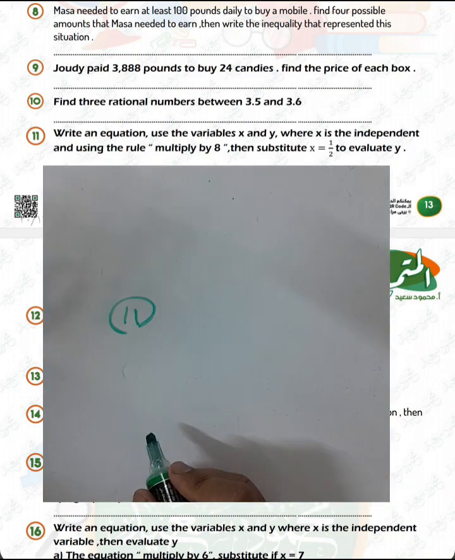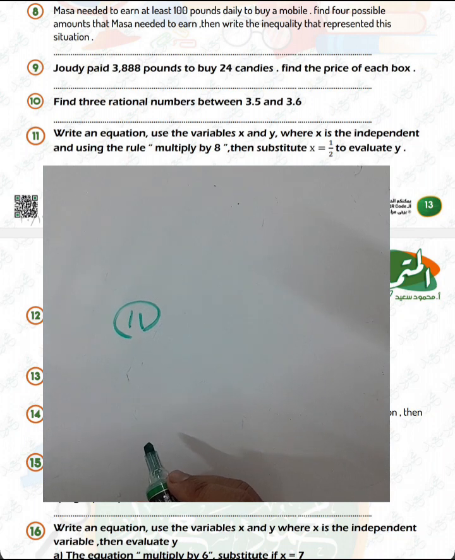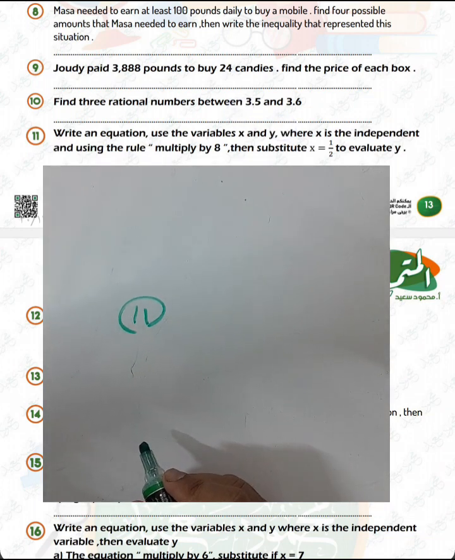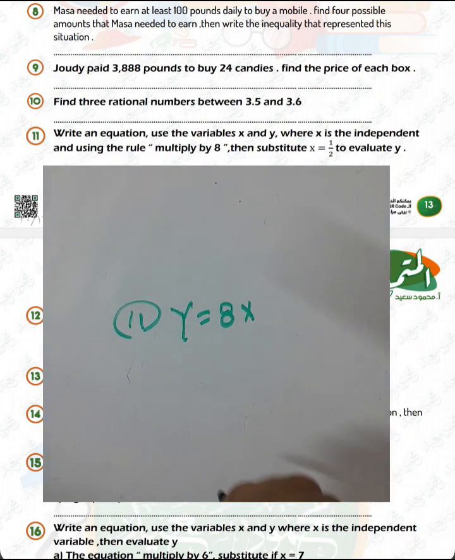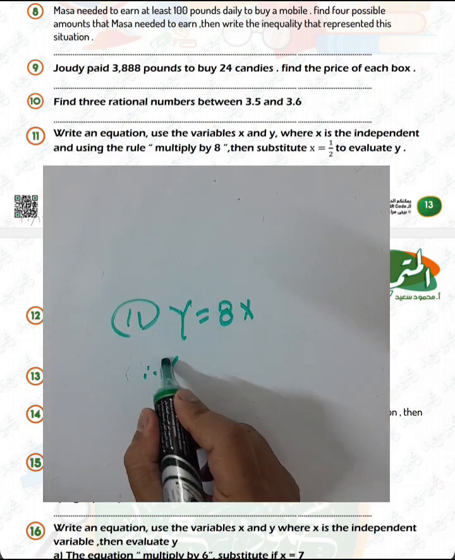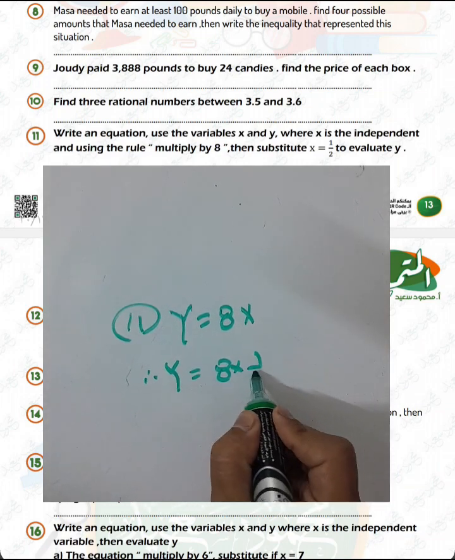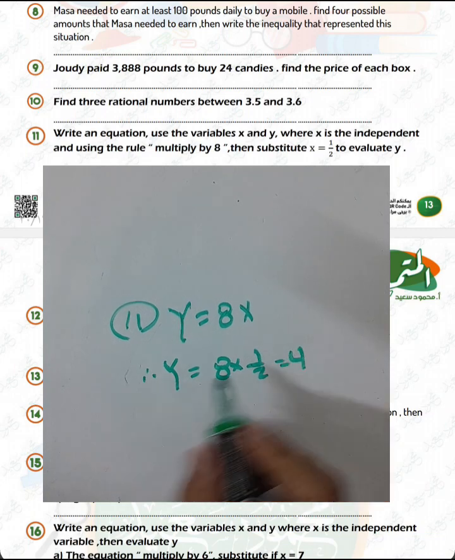Question 11. Write an equation. Use the variables x and y, where x is independent, and using the rule multiply by 8. Then y equals 8x. It's the rule. When x equals half, then y will be 8 multiplied by half. Put x equal half. The result here will be 4.